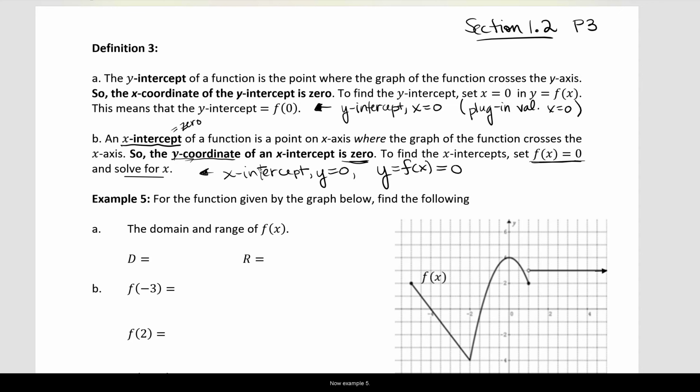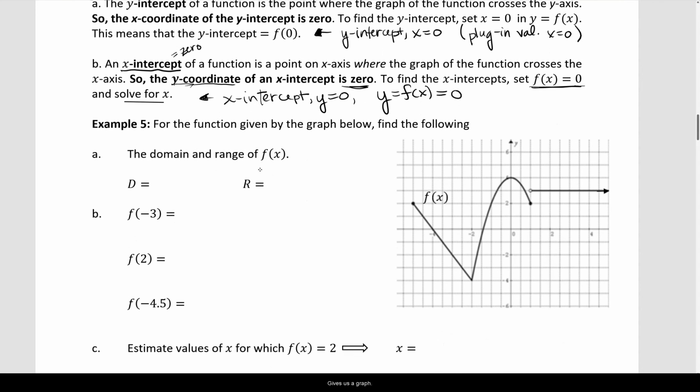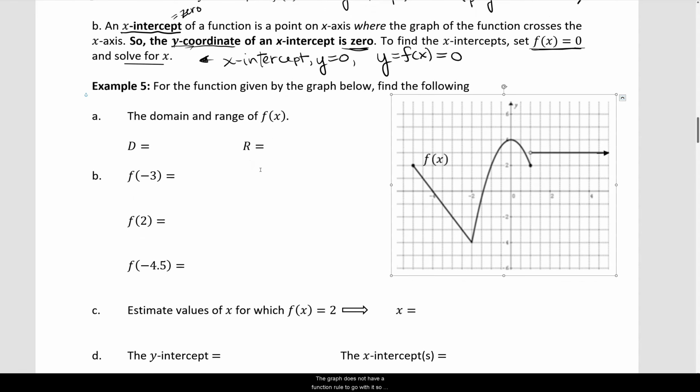Now, example 5 gives us a graph. The graph does not have a function rule to go with it, so we're just going to read our domain, range, and our function values that go with these function rule inputs off of this graph. So, for example 5, for the function given, find the following: the domain and range.